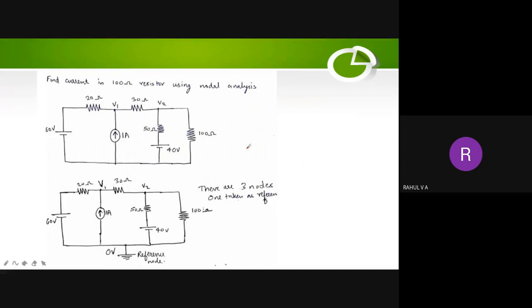Now we have another diagram. This also we have to do. Here, what is the difference is how many nodes are there. So find the current through 10 ohm resistor using nodal analysis.